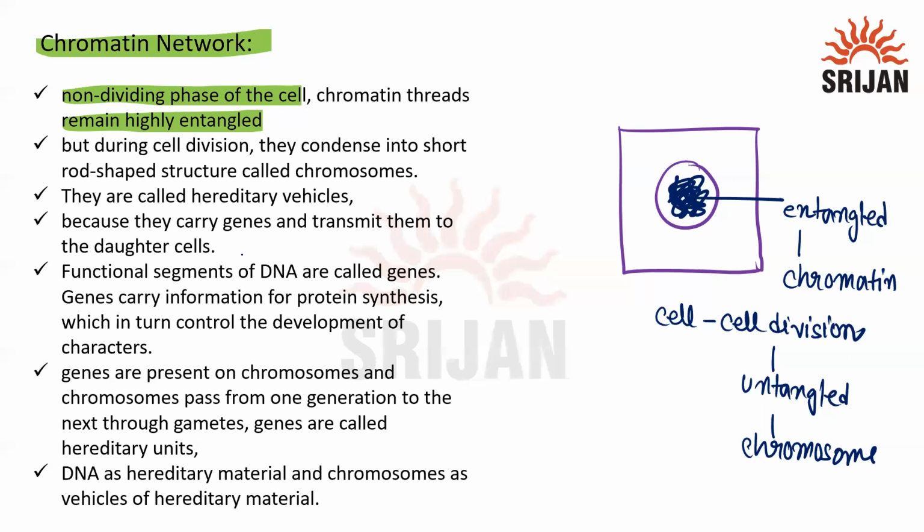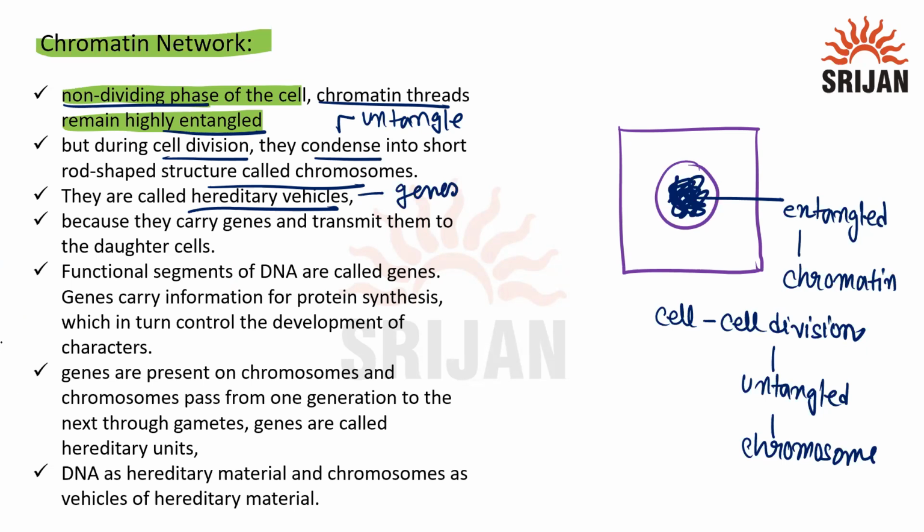In the chromosome, we can see its shape and size. The chromatin threads remain untangled when it is the non-dividing stage. But during cell division, it gets condensed, and the rod-shaped chromosome can be seen. The chromosomes are the hereditary vehicles because they carry the genes. And these genes help to transmit the variations or the hereditary information from parent to daughter.